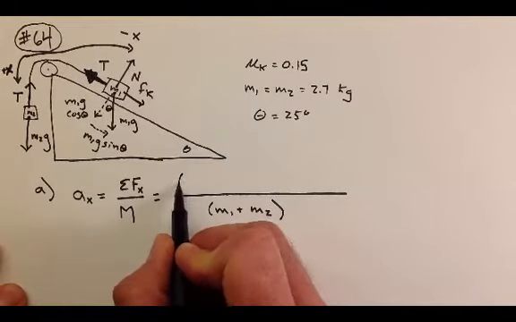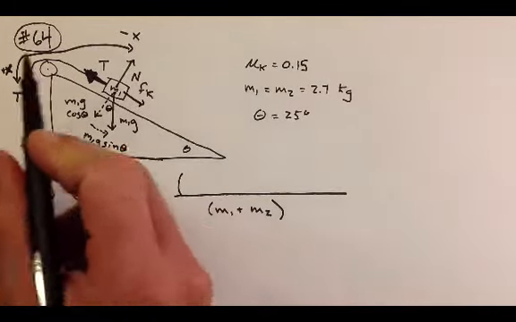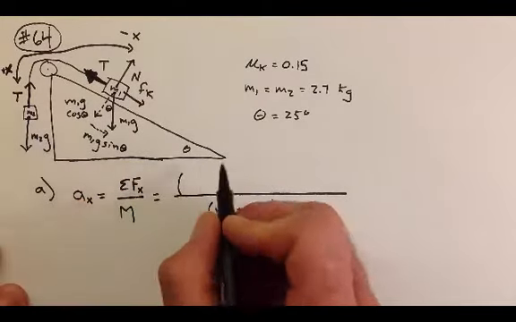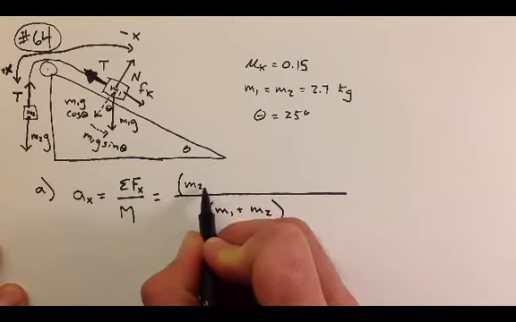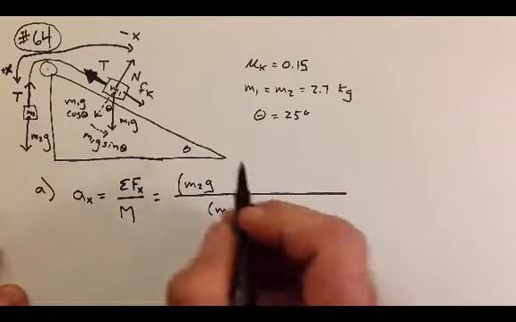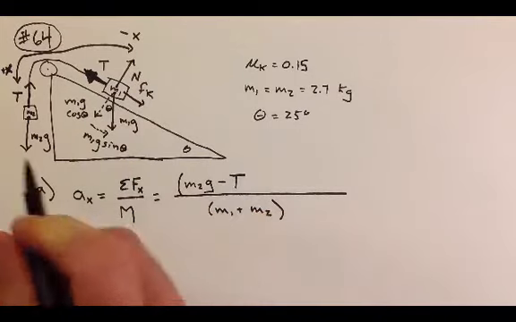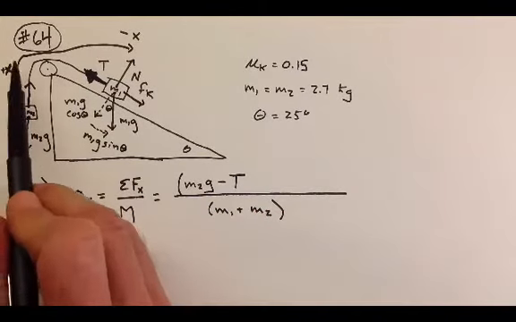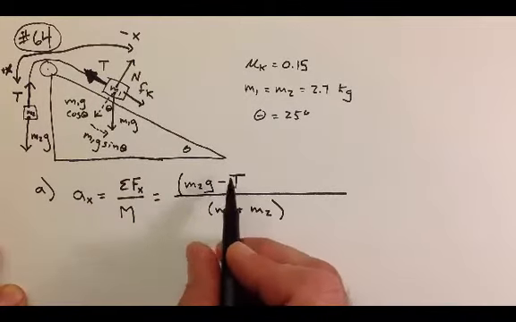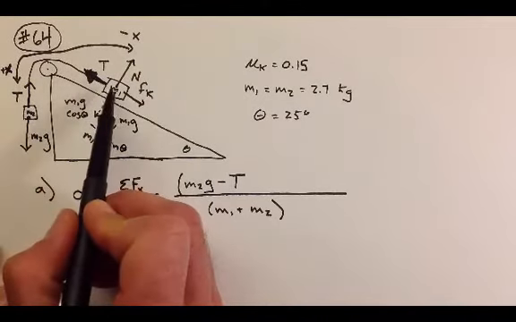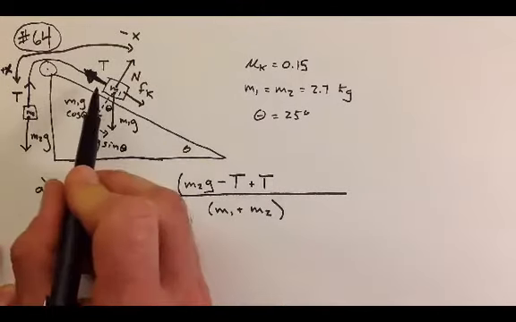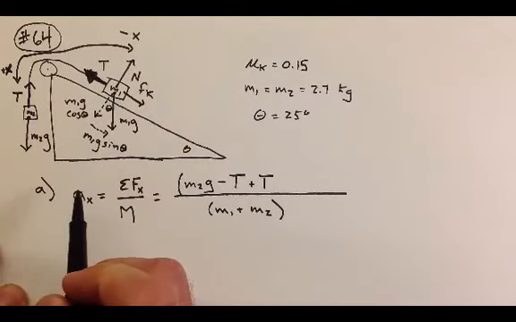Okay, well, what's the sum of all forces then? Well, there's a lot of forces acting on this system. I've got the weight of M2 pulling down this way, right? I've got this tension force, and that tension force is going in what I'm calling the negative x direction, so I'm going to call that negative T.